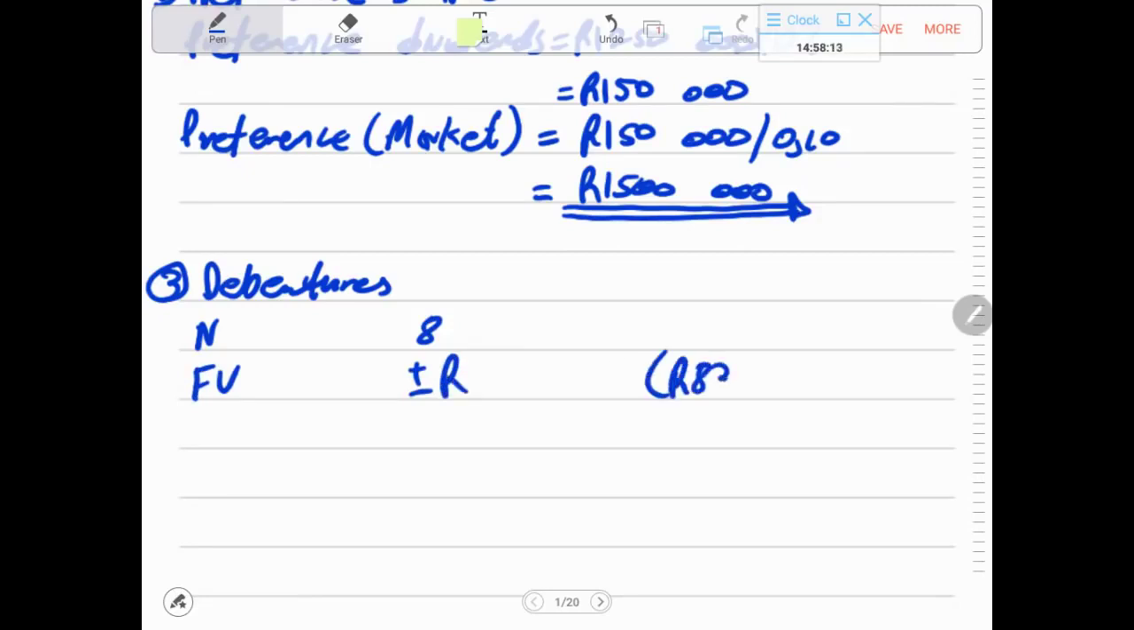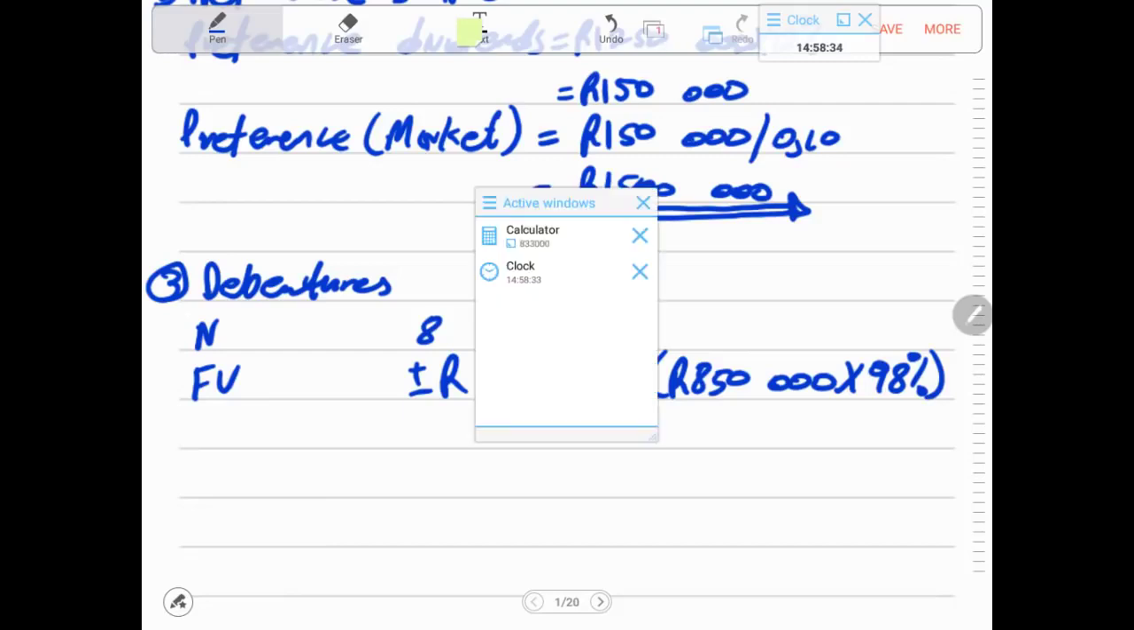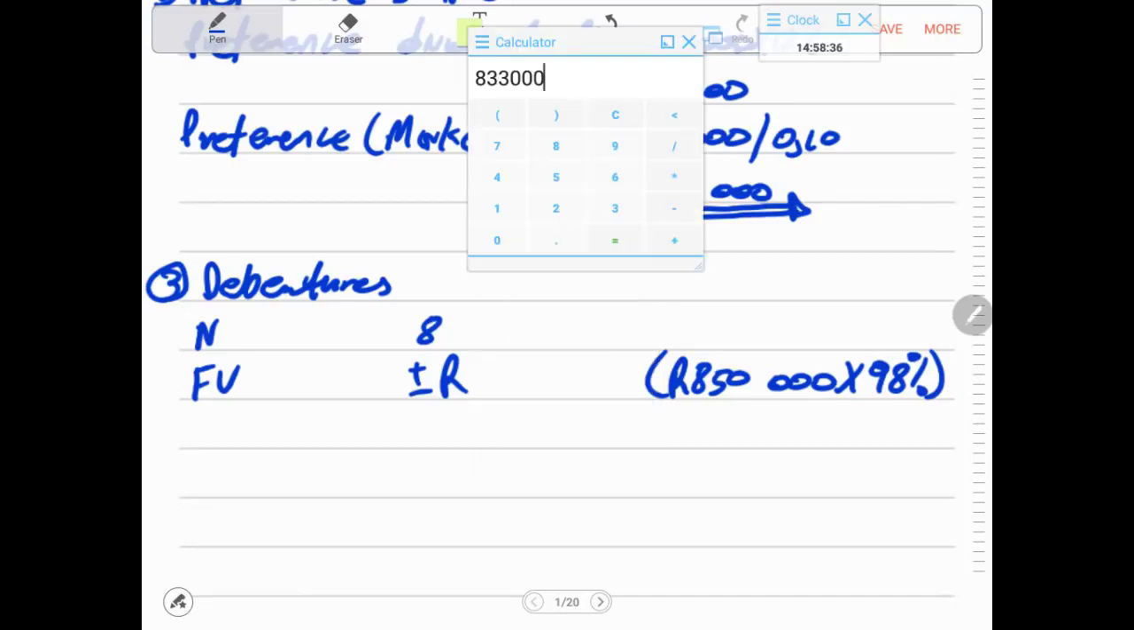We have debentures of 850,000 rands, and the debentures of 850,000 will not all be redeemed. So now only 98% will be paid to the debenture holder. So meaning we will only pay 98% of the full amount. In the case where it is a premium, you add a premium. I want to emphasize that's 833,000 rands. If it's a premium, you add. If it's a discount, you deduct.